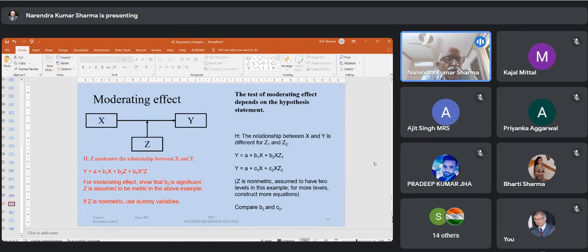So you introduce a variable Z and you compute various equations. I think if you go through this slide, you will get an understanding of how this is done and how the moderating effect can be computed. So I'll just talk about this when we do the actual analysis of the data. We'll take up a very hypothetical, very simple example.